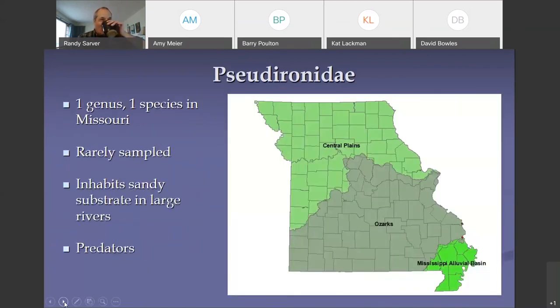Okay, next, please. There's one genus, one species, in Missouri. You look at the records in this map, you see we don't have very many records. In this case, there's two dots way down in southeast Missouri, and those are from the Mississippi River. They're probably more common than that, but like I said, hard to collect. Those records were actually collected with a benthic trawl. So they weren't really going for the mayflies. They were going for other stuff that lives on the bottom, but that's how they were collected.